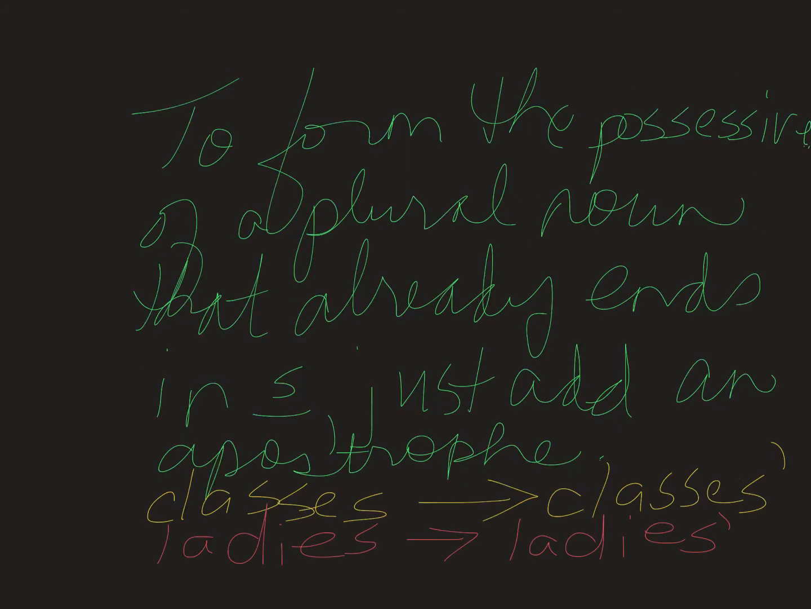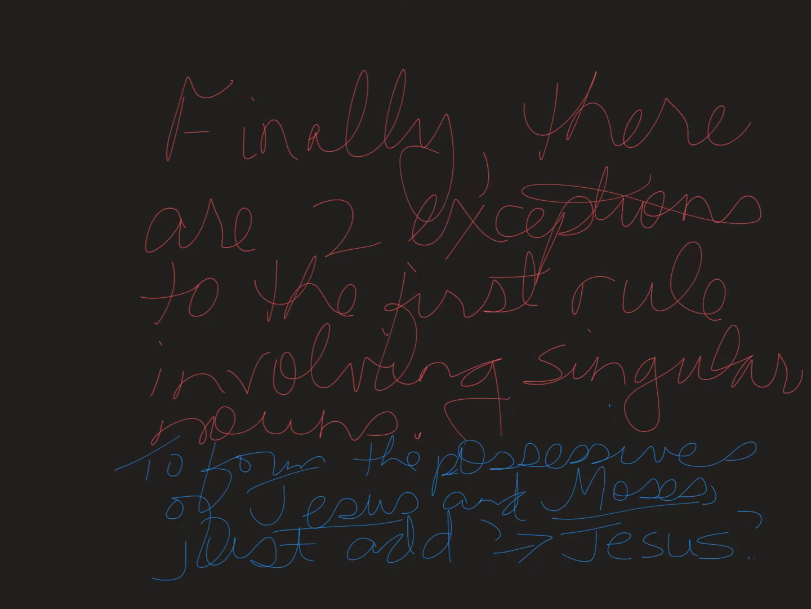To form the possessive of a plural noun that already ends in S, so if it's representing more than one, it's plural and it already ends in S, you're just going to add an apostrophe after that S. Classes, meaning more than one class, becomes classes' with an apostrophe. The lettering is the same, you just add the apostrophe. And then ladies becomes ladies' with an apostrophe at the end. Same spelling, add an apostrophe.